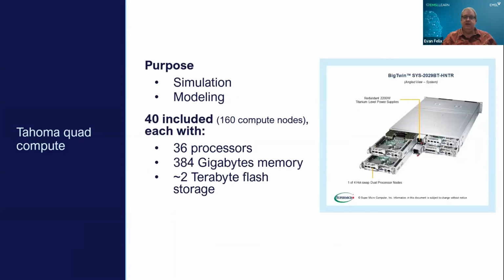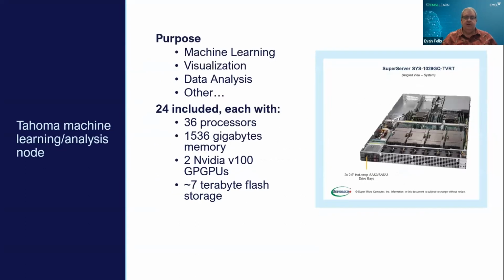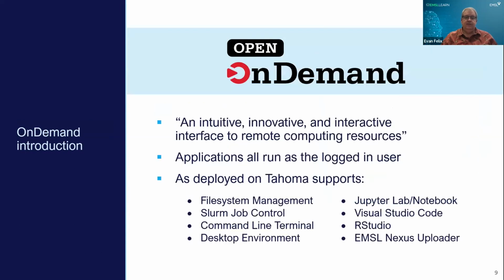Here's a picture of one of the compute nodes. These are simulation and modeling nodes and have a little bit of flash storage in each one of them for local storage. Then those are the analysis machines. Each of those have a large bit of memory, and then those GPU nodes have a lot of flash storage in them, another 7 terabytes, which is larger than the compute nodes. So if you haven't used Tahoma yet, that's what's on there. Open OnDemand, we run on this.